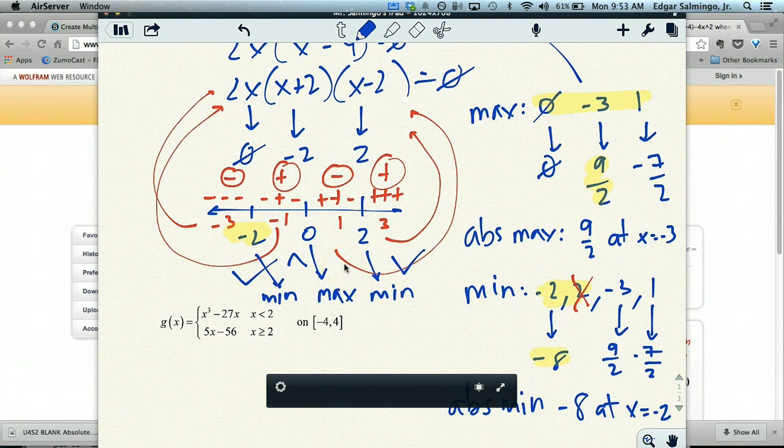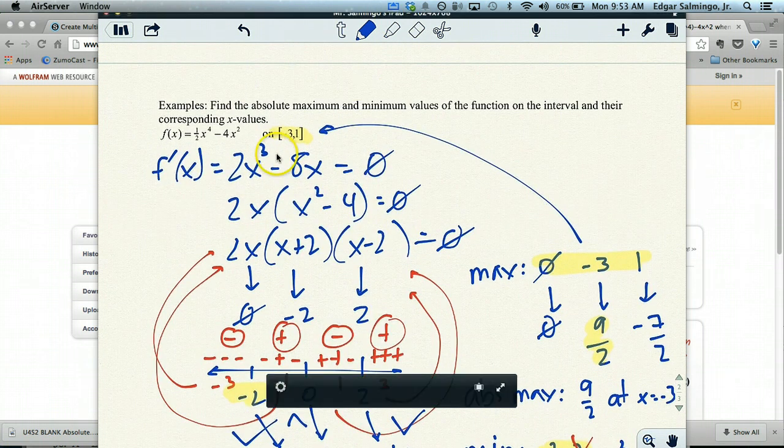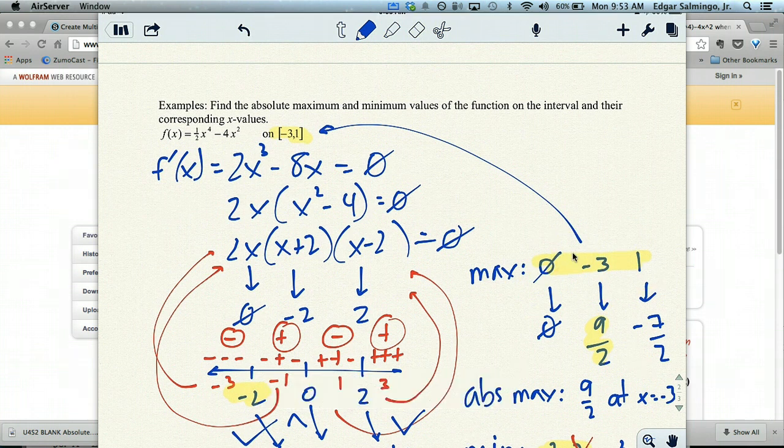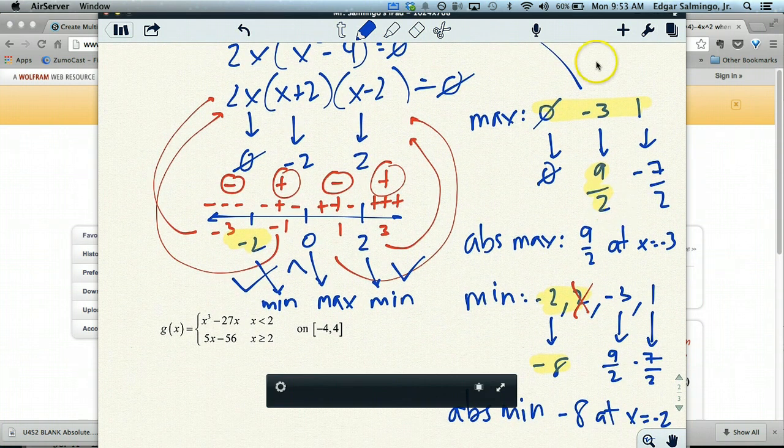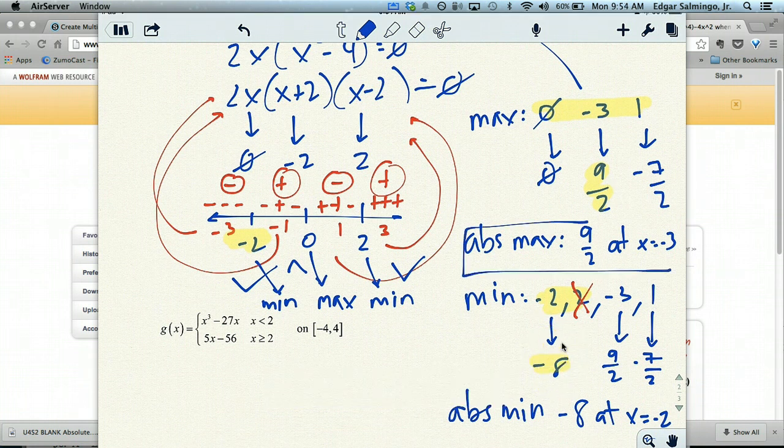After finding these numbers, I took the mins and maxes, and I also combined them with my endpoints. Again, my endpoints were negative 3 and 1, and I plugged them all into the original function to see which one, when I plug it in, gives me the highest or the lowest numbers. I put it into a calculator, and I found that when I plug in negative 3, I get my highest number, which is 9 over 2, and if I plug in negative 2, I get my lowest number, which is negative 8. And that is how I find my absolute max and my absolute min.